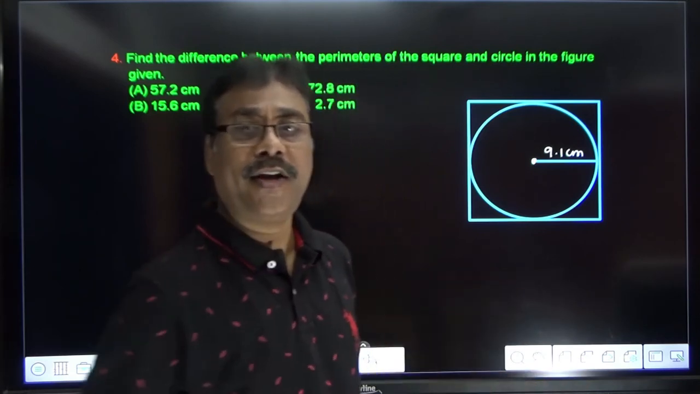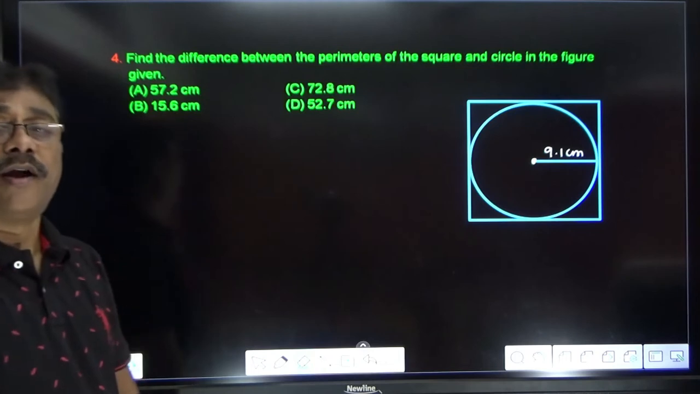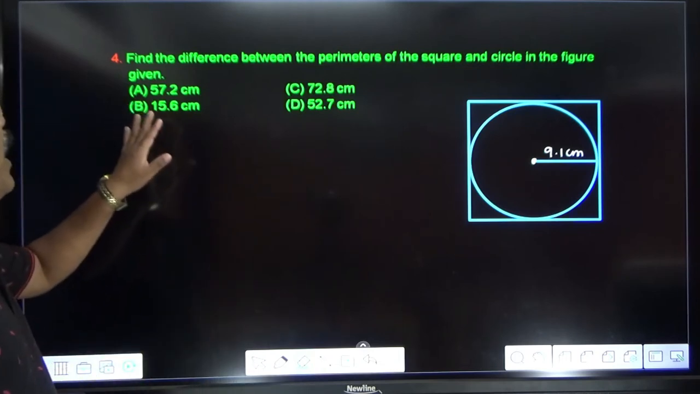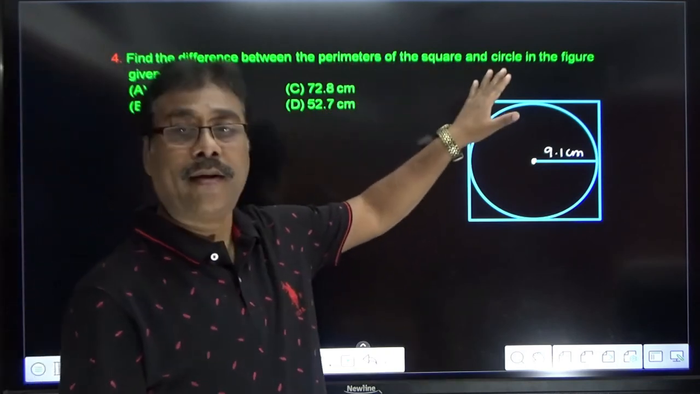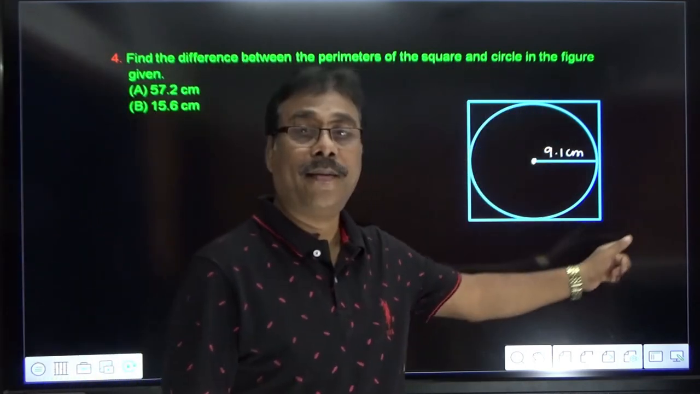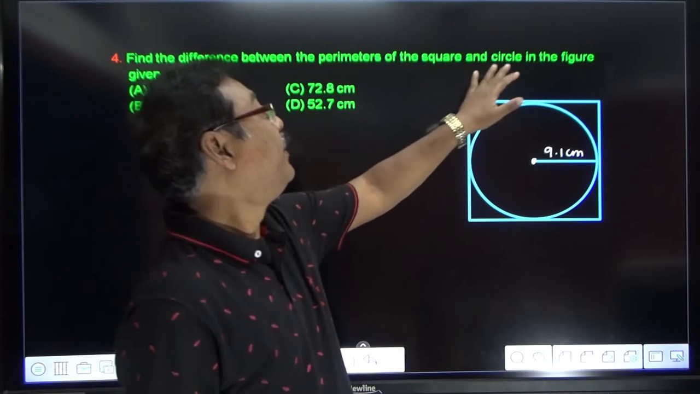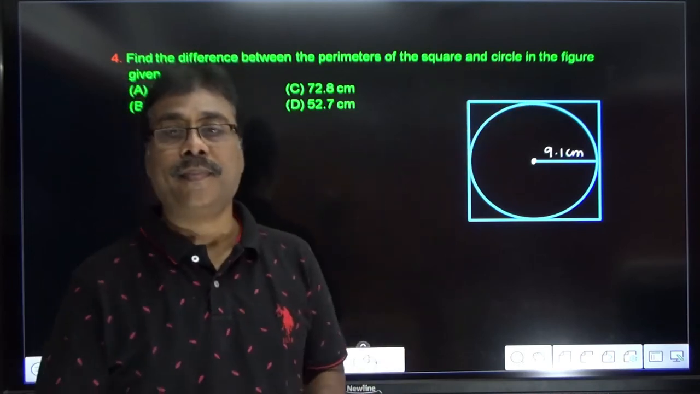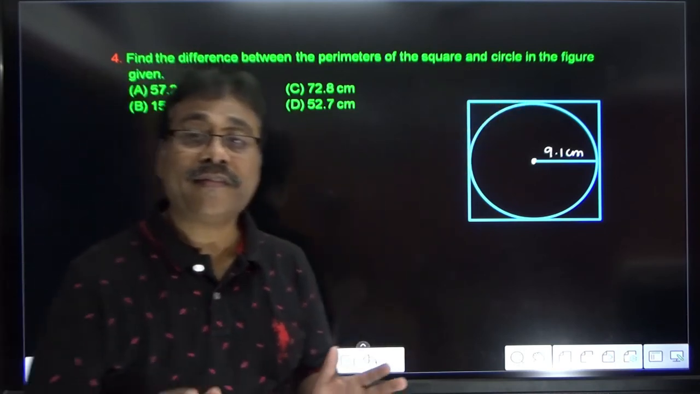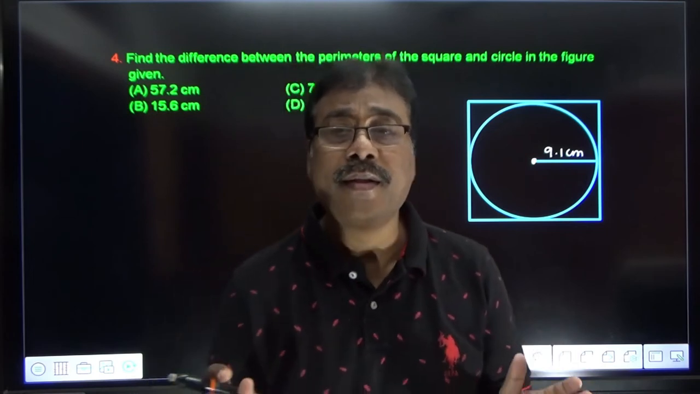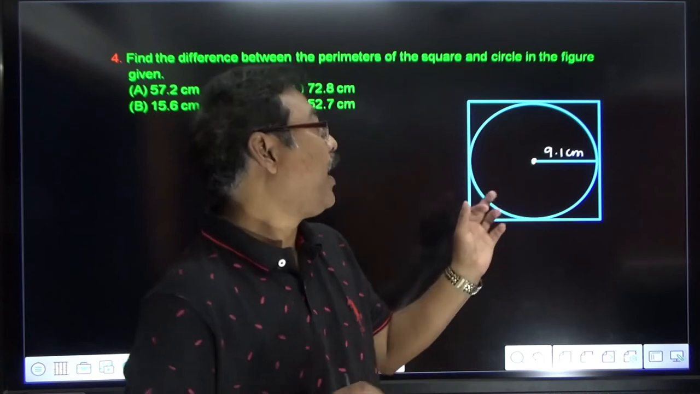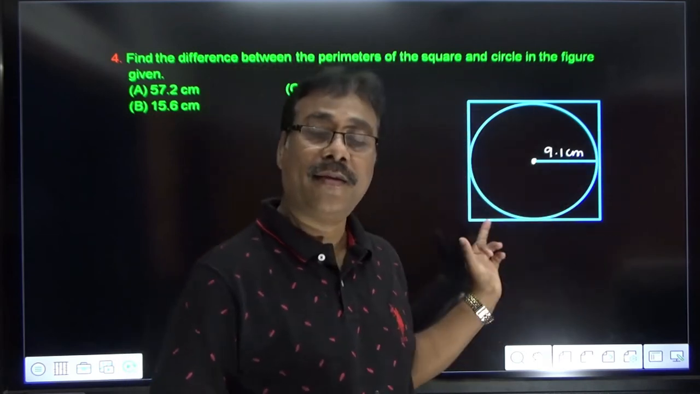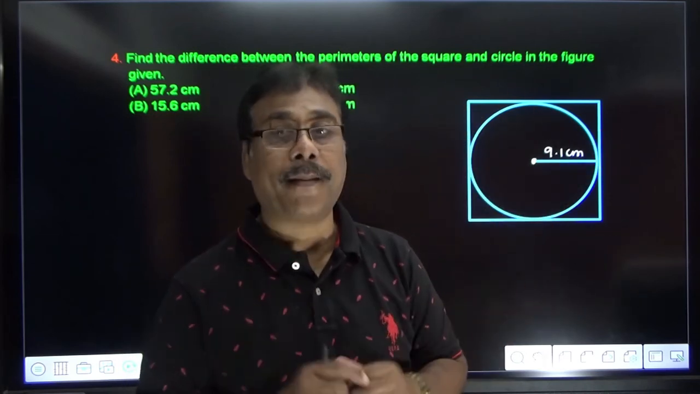Okay? Got it? Now the question is what? Find the difference between the perimeter of the square and the circle. You can see this is the square. Okay? What is perimeter of a square? 4 into side. So I have to find out this side length and that will be the perimeter.